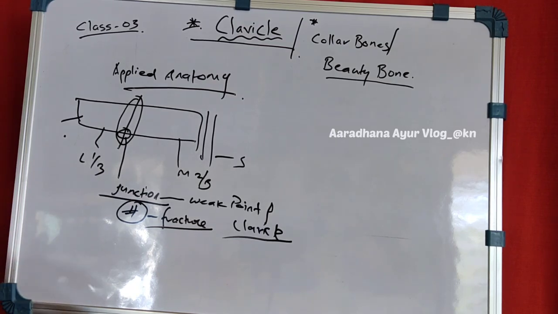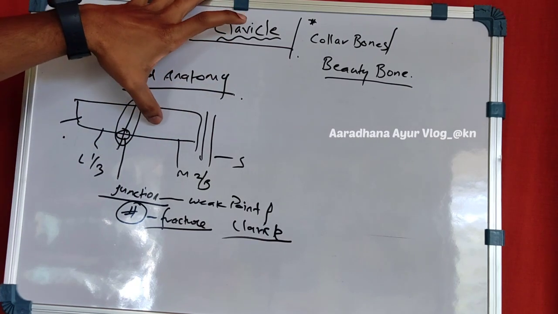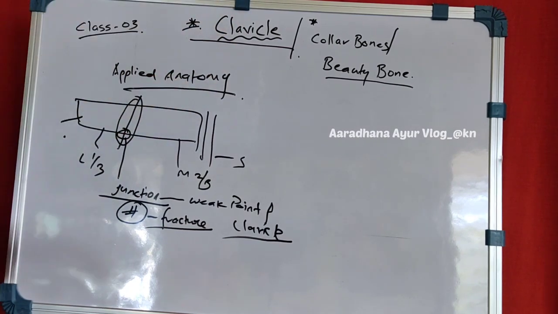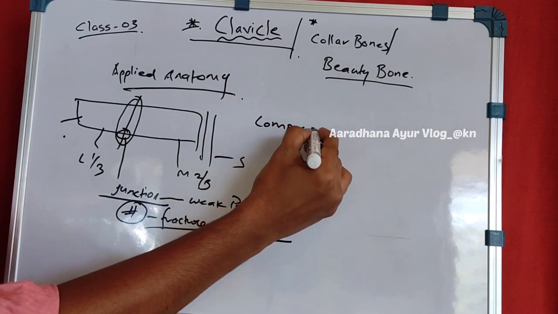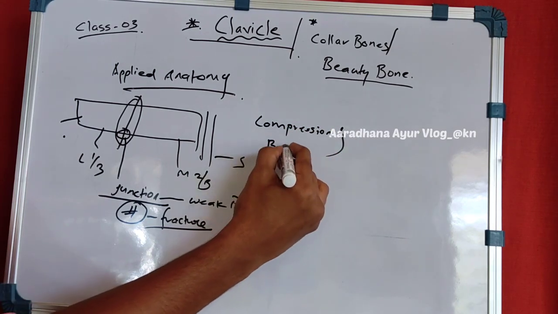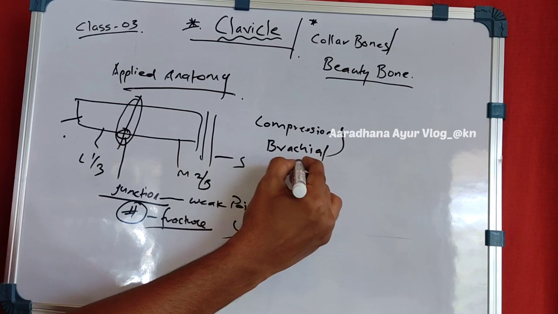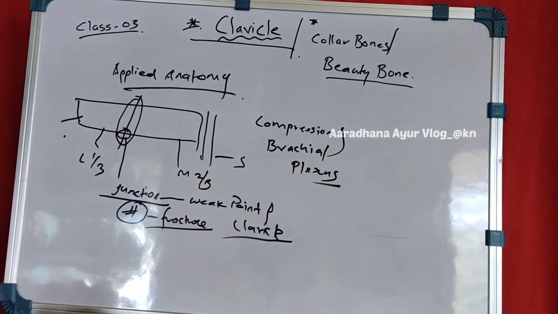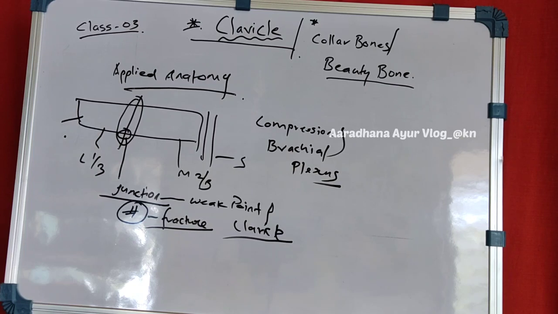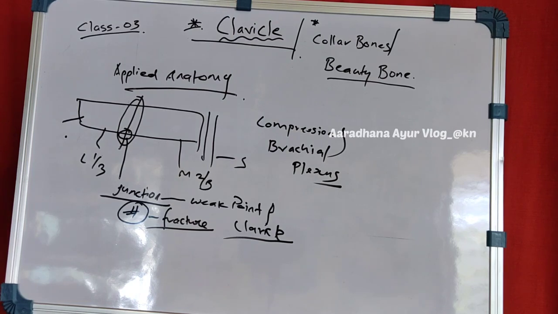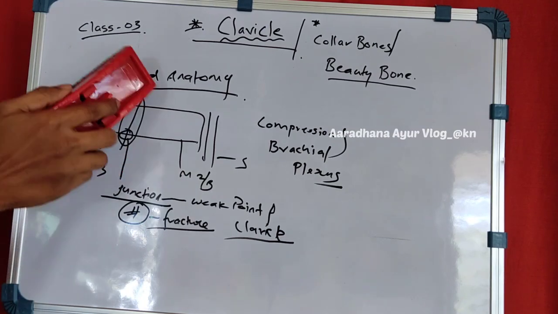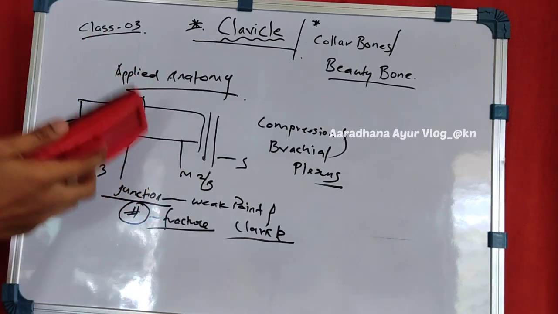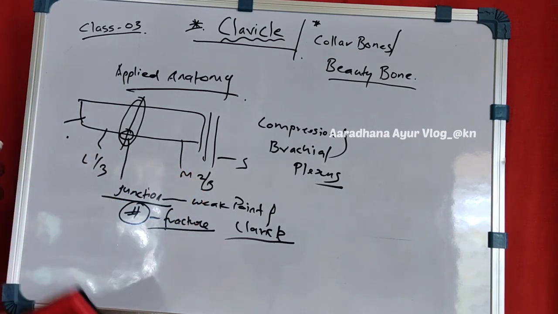Whenever a fracture happens in the medial 2/3, compression of the brachial plexus occurs. So these were some of the points which we had missed or which I had continued from the last class. So this is the junction where fractures commonly occur, between the medial 2/3 and the lateral 1/3.